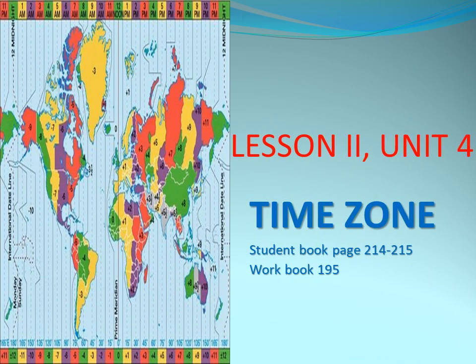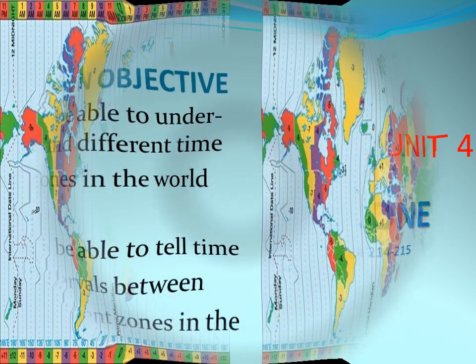All right, it's lesson 11 and unit 4, and of course, we're talking about time zones. Our student book should be on pages 214 to 215, and the workbook is page 195. We don't have so much to do on time zones, but you have to pay close attention. All right? Okay, so let's go ahead to our objective.